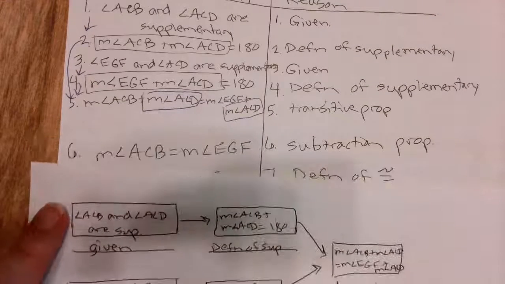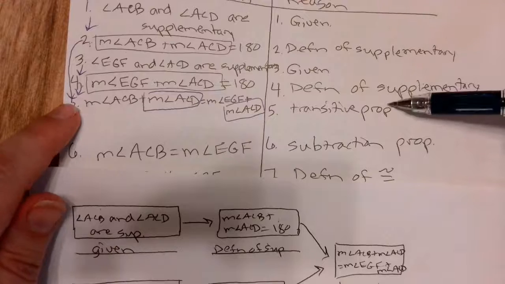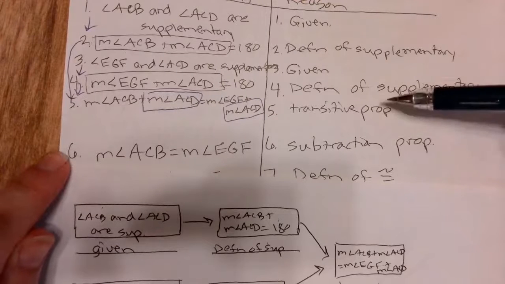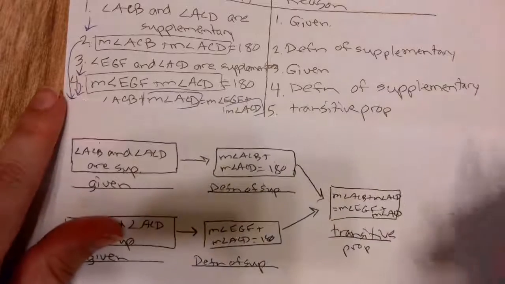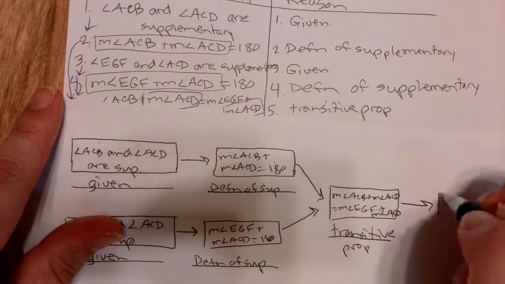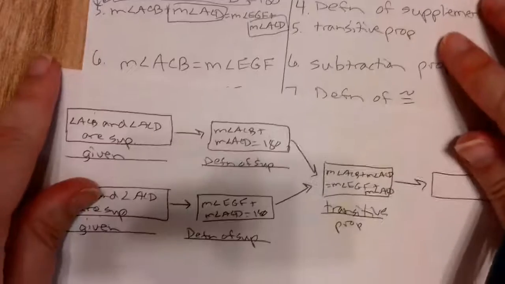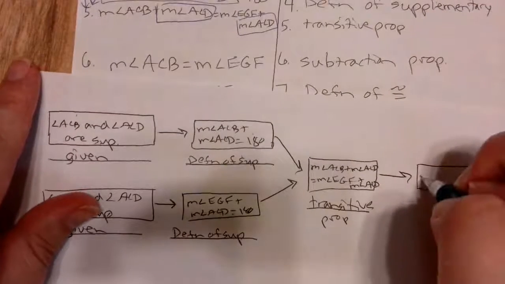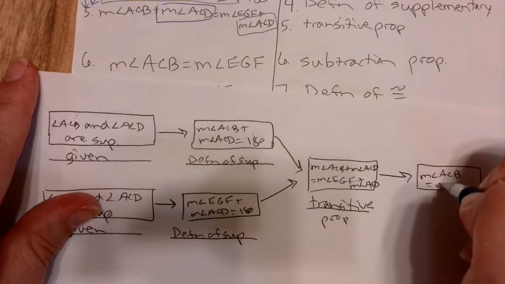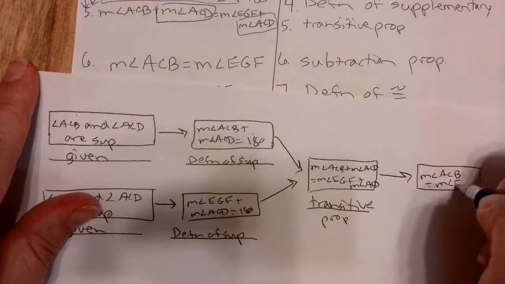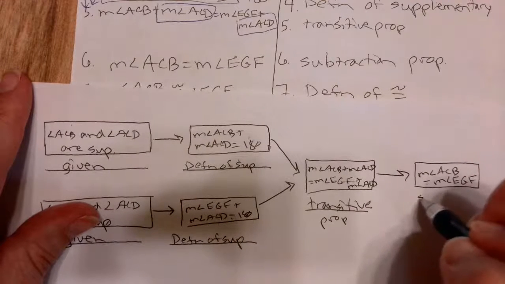Now from line 5, we use the subtraction property from line 5 to get to line 6. But we only used line 5, which means in our flow proof, it only comes from that one box. Line 6 was the measure of angle ACB is equal to the measure of angle EGF by subtraction property.